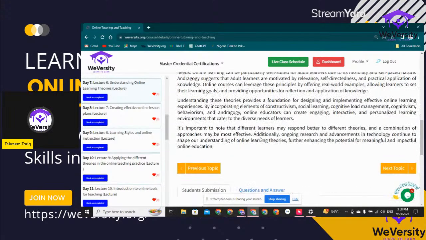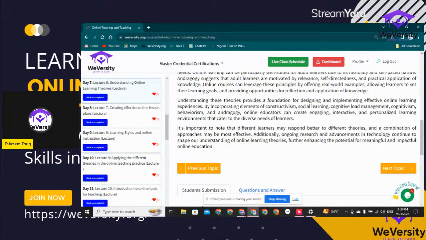If we summarize this topic, understanding these theories provides a foundation for designing and implementing effective online learning experiences by incorporating elements of constructivism, social learning, cognitive load management, connectivism, behaviorism, and andragogy. Online educators can create engaging and interactive content for their learners that cater to their diverse needs. It is important to note that different learners may respond better to different theories and a combination of approaches.